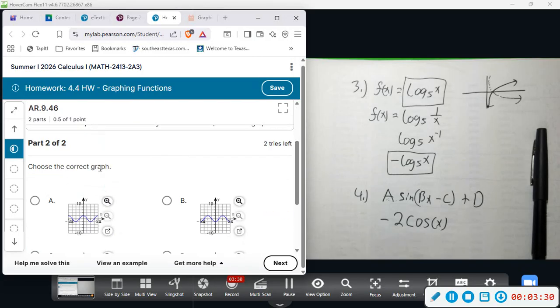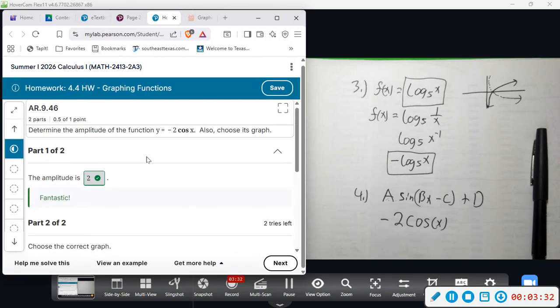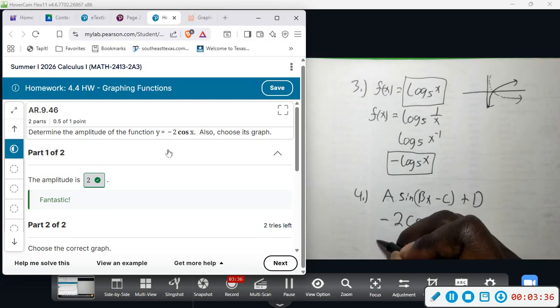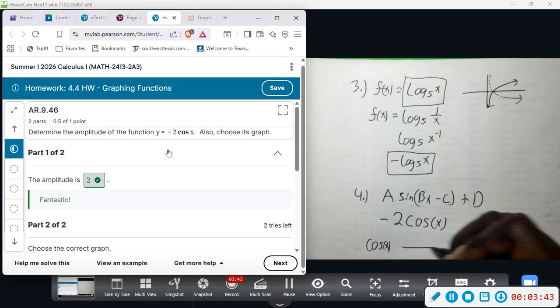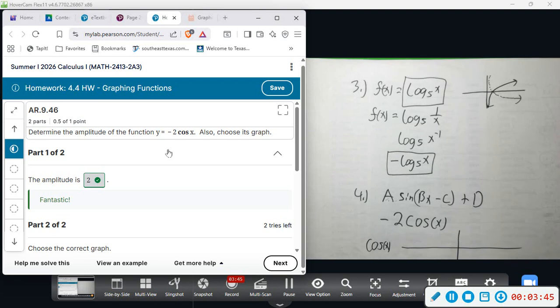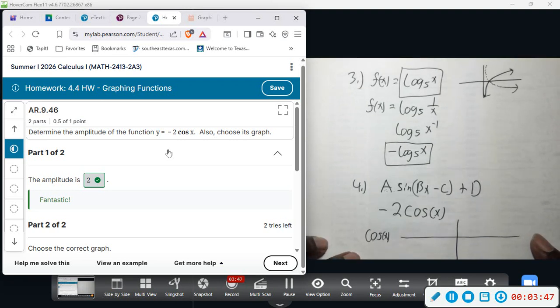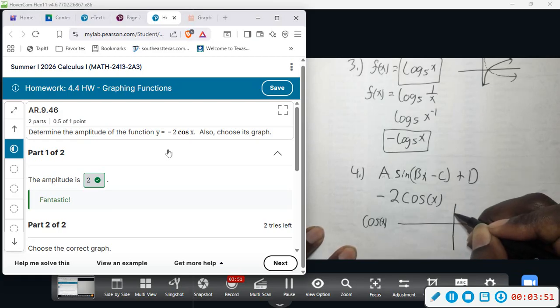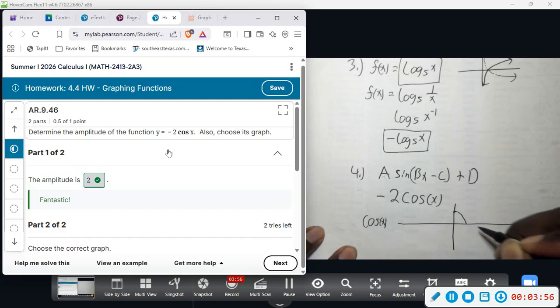All right, and then we have a part 2. We're going to choose the graph. All right, so just generally speaking, if we graph cosine, say regular cosine of x, you can use technology to graph this, but I'm just going to sketch by hand. Cosine normally starts at a height of 1 and then curves down, curves up, and just kind of goes through this repeating cycle.